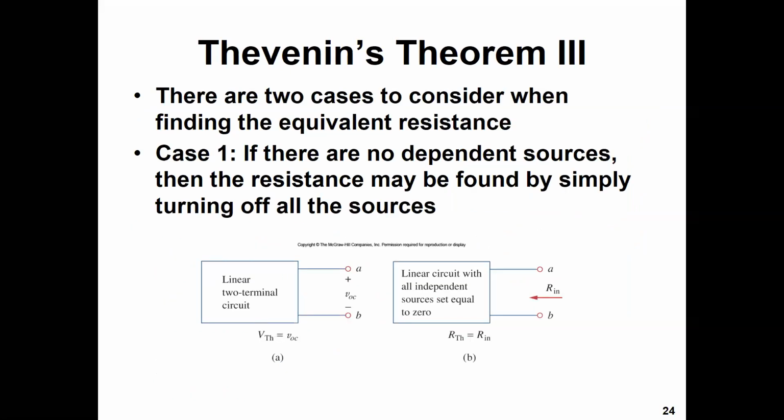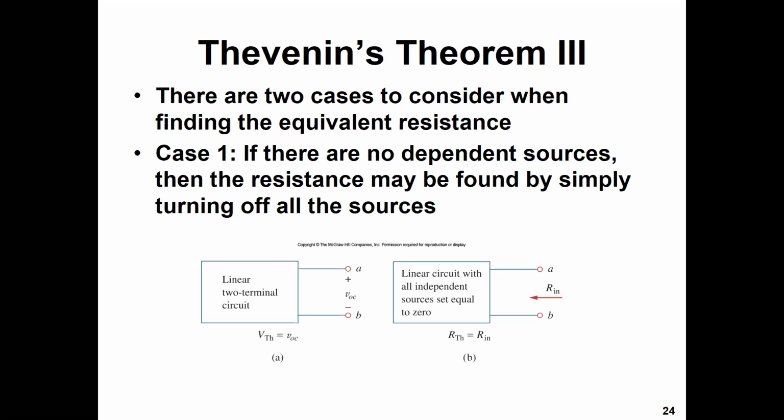There are two cases to consider when finding the equivalent resistance. Case one, if there are no dependent sources, then the resistance may be found by simply turning off all the sources. So if all the sources in the circuit are independent, then it's very simple to turn off those sources, take them away, replace voltage sources with a short circuit and current sources with an open circuit, and find the Thevenin equivalent resistance.